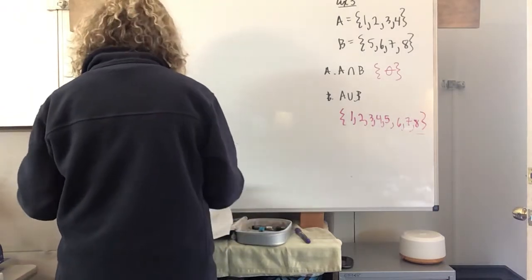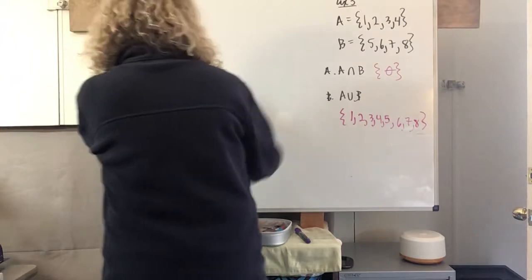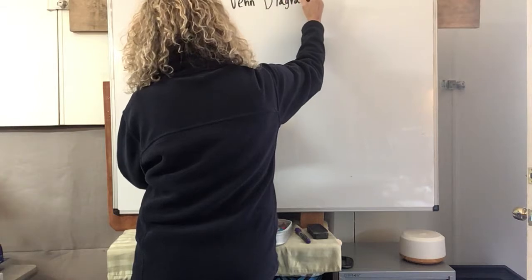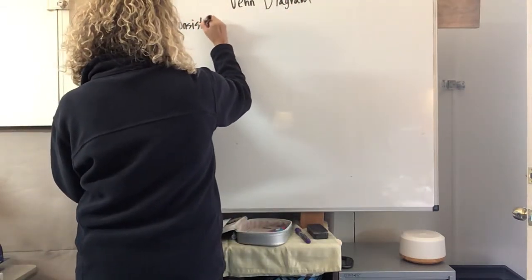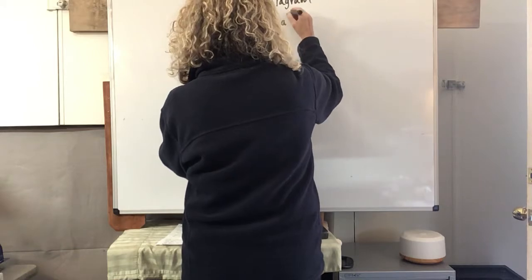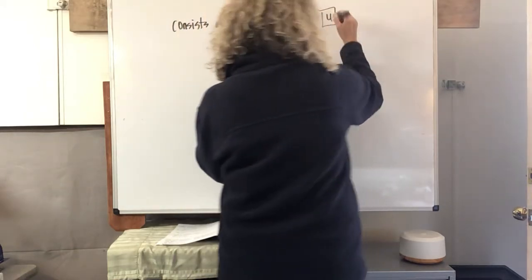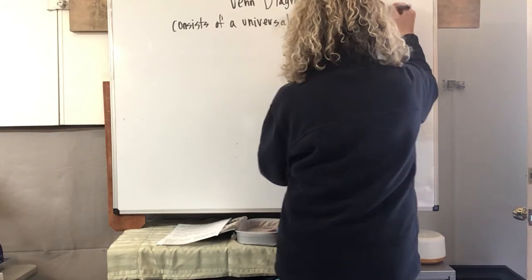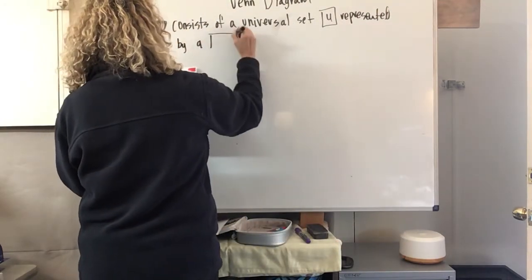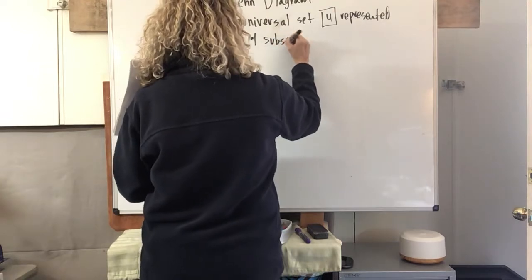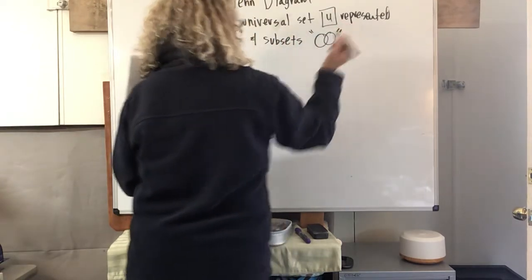Okay, so moving on now to the Venn diagram. A Venn diagram consists of a universal set, the notation is U for universal set, and it is represented by a rectangle, and subsets, which are represented by circles.